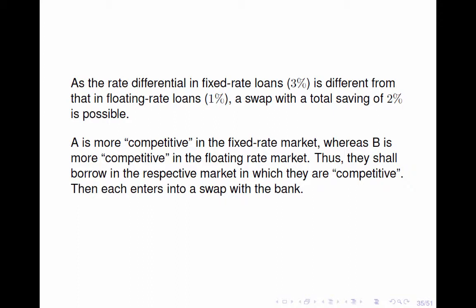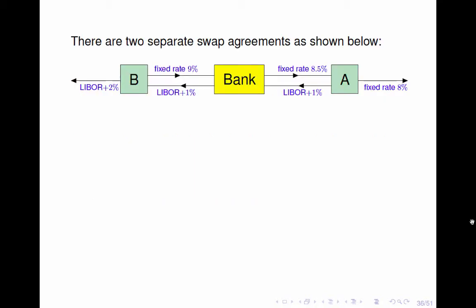Observe that the rate differential in fixed rate loans is 3% and that in the floating rate loans is 1%. Therefore, a swap with a total saving of 2% is possible. Since A is more competitive in the fixed rate market, whereas B is more competitive in the floating rate market, the two parties shall borrow in the respective market in which they are competitive, and then each enters into a swap with the bank. The following graph shows a possible arrangement.